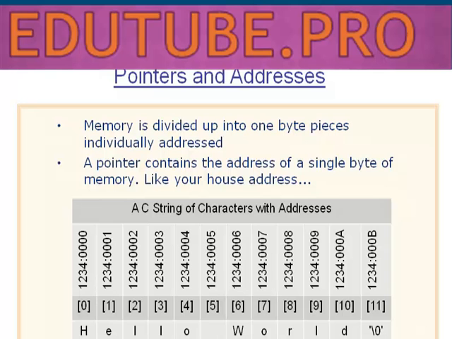A pointer, because we're talking about pointers and addresses, a pointer contains the address of a single byte of memory. Just like your house address. If your house address is 1234 Main Street, that is a pointer to the address where all of your stuff is located. So here we see this is an address of this H in Hello World. This is our string. Hello World, that's a space in there, and that's a null, a 0 byte, that is the end of our string. So we have our little string laid out here.